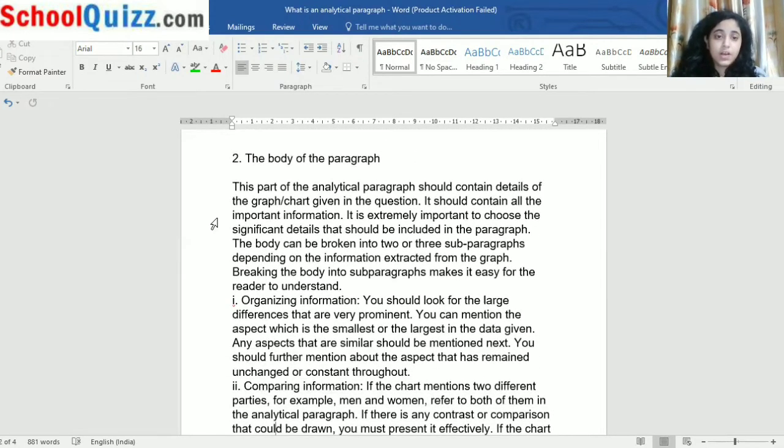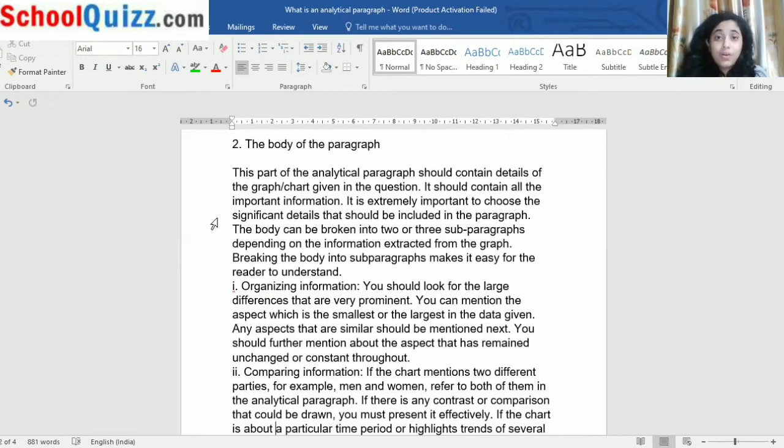I told you this will be the longer one. This part of the analytical paragraph should contain details of the graph or chart given in the question. It should contain all the information that is important. The analytical paragraph should contain all the details of the chart given in the question exactly. It should not change. Why we are writing the paragraph, the reason behind that, should be included in it.